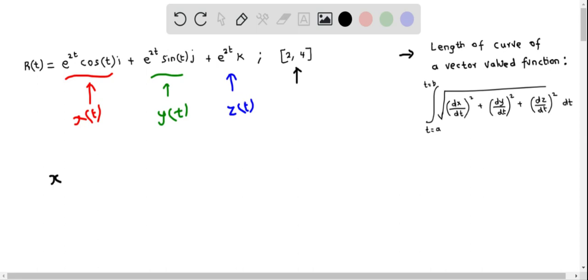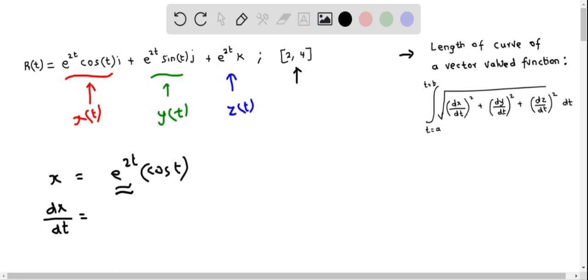So I'm going to write this x of t simply as x. Therefore x equals e^(2t) cos t. Now we have to find dx over dt, that is the derivative of x with respect to t. Here we have to use the product rule, so let me use the product rule.